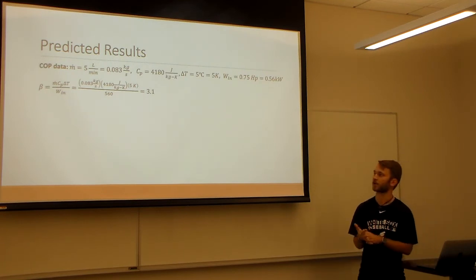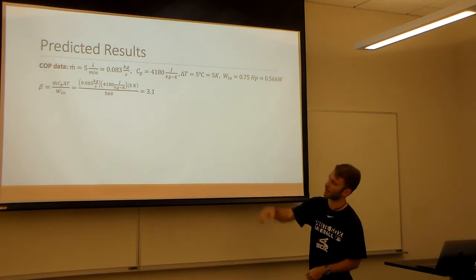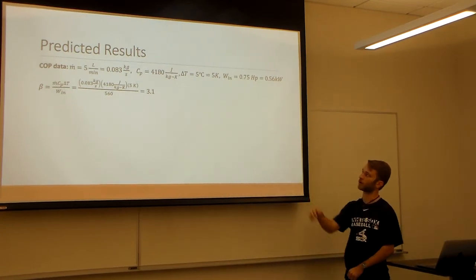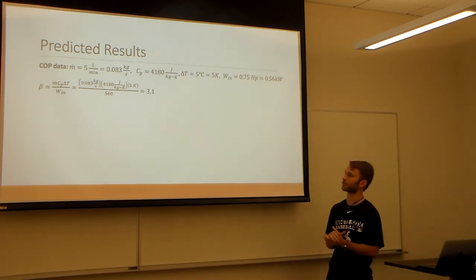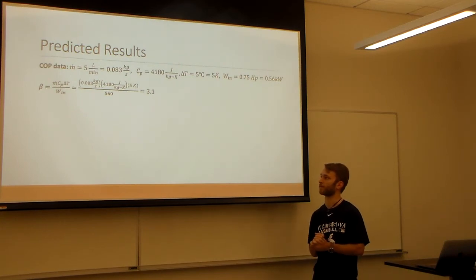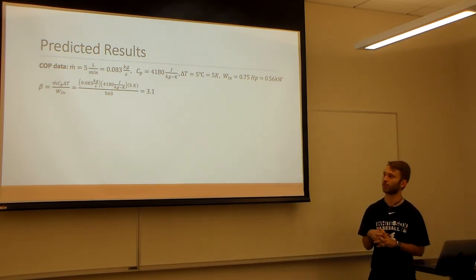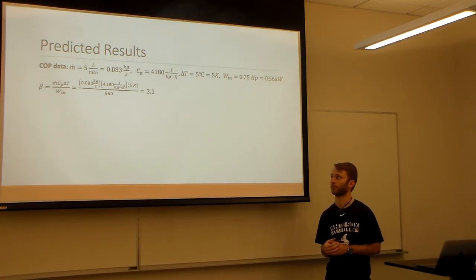So here's just a sample calculation for the coefficient of performance. Use this equation you see here on the left. The mass flow rate came from the lab manual. That's the specific heat for water. And then I just gave a guesstimate on what I thought the change in temperature might be, and then what the work at the compressor might be. Put all that into the equation, and I got about 3.1. Basically just a ratio says that 3.1 joules of heat transfer per 1 joule of work input.